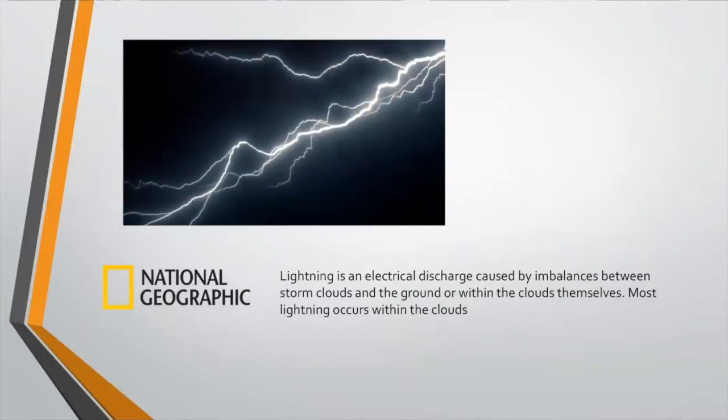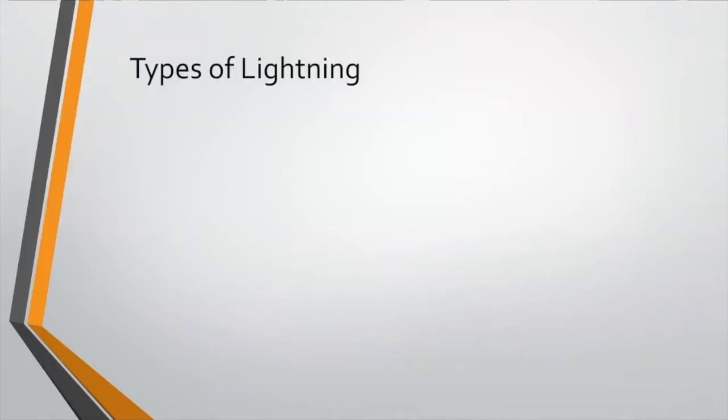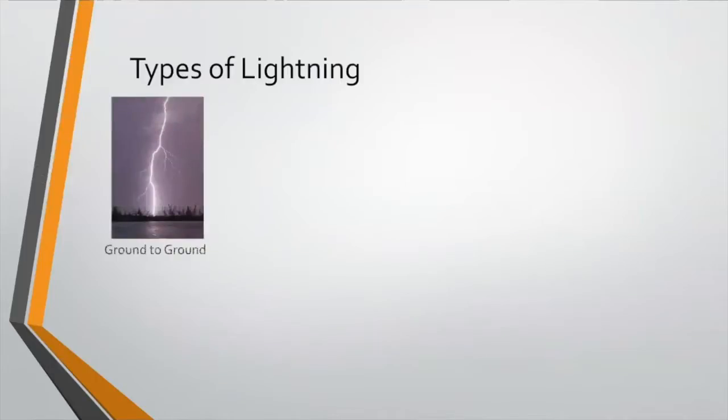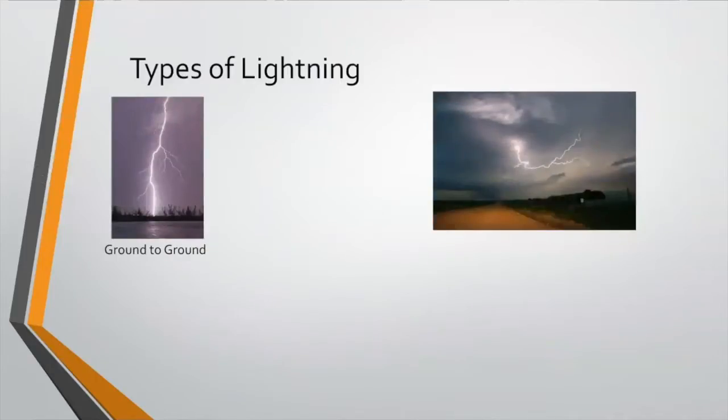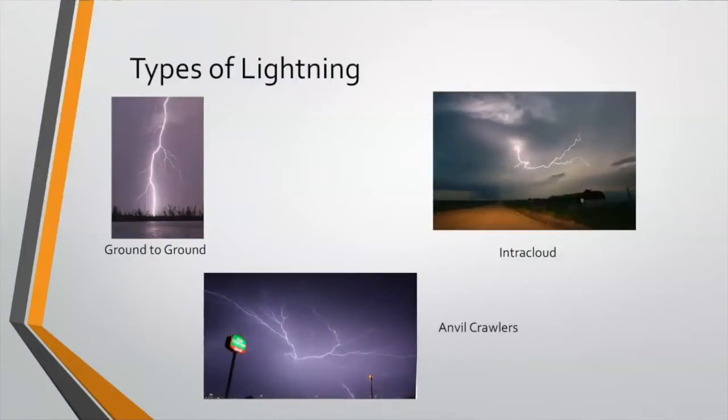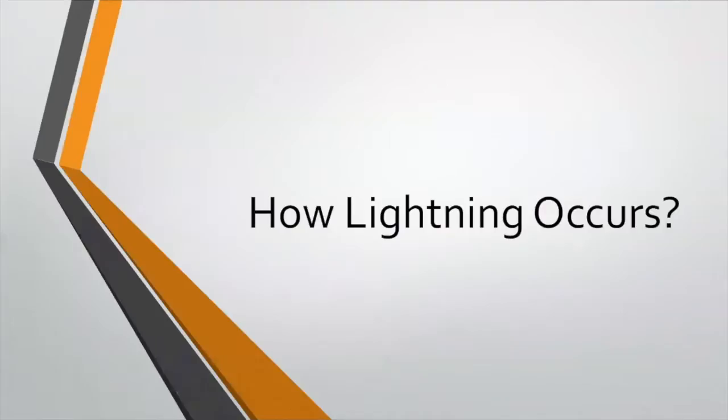So, there are many types of lightning. Here I'm going to show you just 3 types. The most common one, which is ground-to-ground lightning. And here are another 2, which are intra-cloud and anvil crawlers. But then the question is, how does lightning occur?